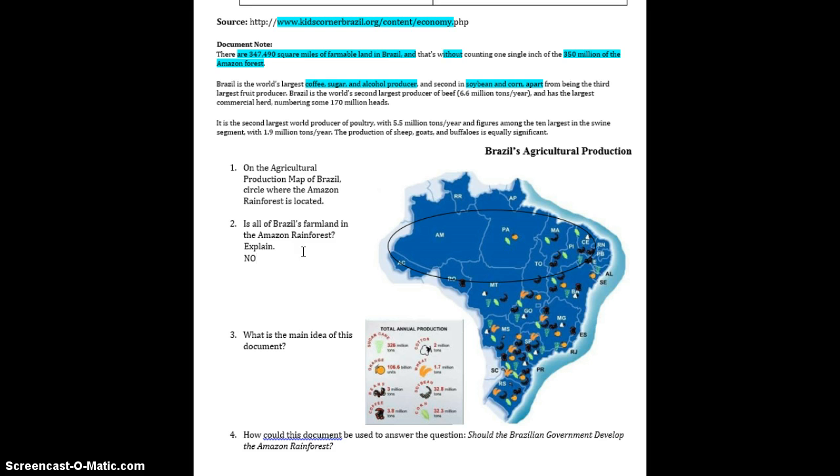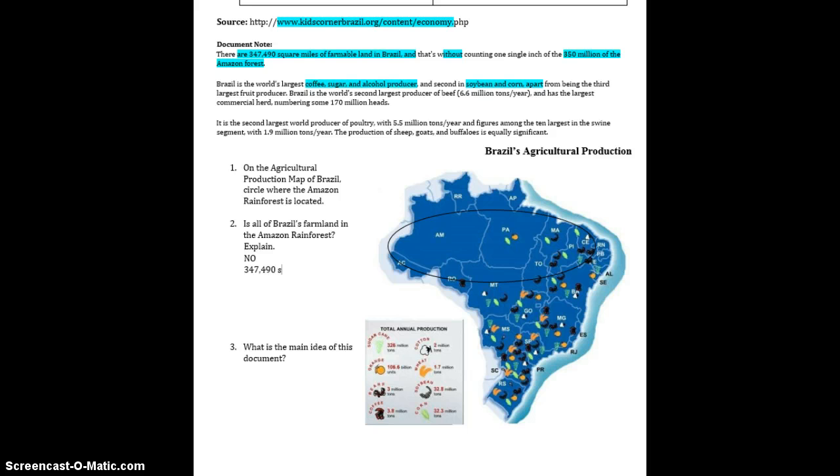347,490 square miles of farmland is not in there. So we're going to put that in there. 347,490 square miles are not in the rainforest. And we can also see from the map that much of the farmland seems to be to the south and to the east. As a matter of fact, we don't see much farming going on in this area, except for in this area closer to the coast where most of Brazil's population is at.